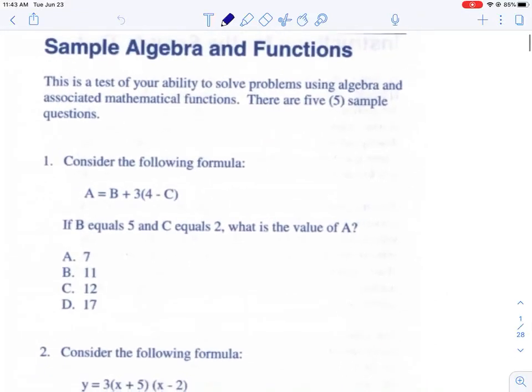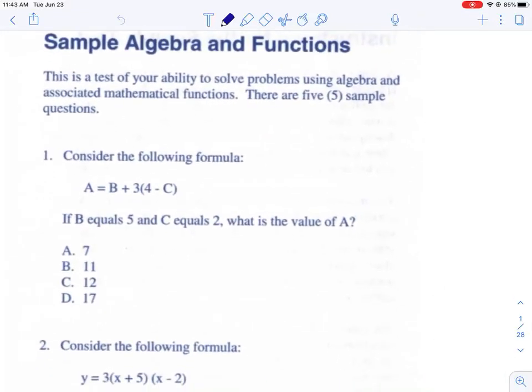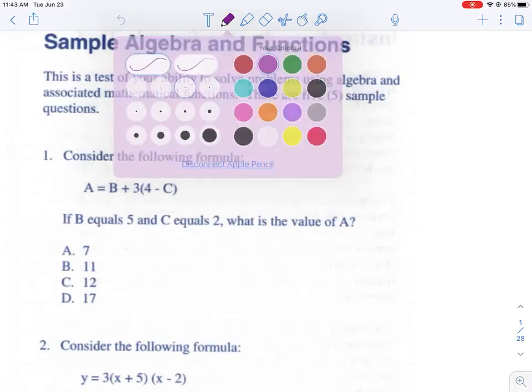So this first question says, consider the following formula. A equals B plus 3 times the quantity of 4 minus C. If B equals 5 and C equals 2, what is the value of A? So let's go over something called order of operations.